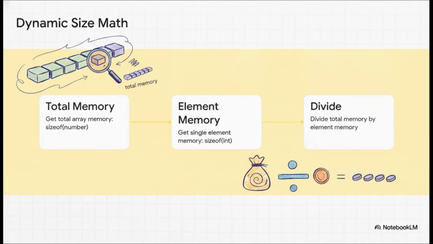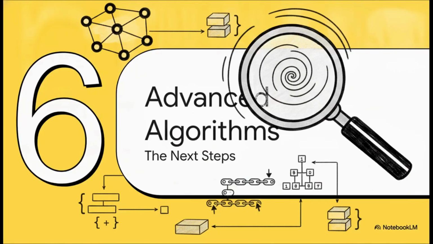Step 3, just divide the total by the single element, sizeof(number) divided by sizeof(int). This instantly calculates the total number of elements in your array. It gives you the perfect size variable to pass into your function dynamically. Pretty slick, right? And finally, Section 6, ready for advanced algorithms.